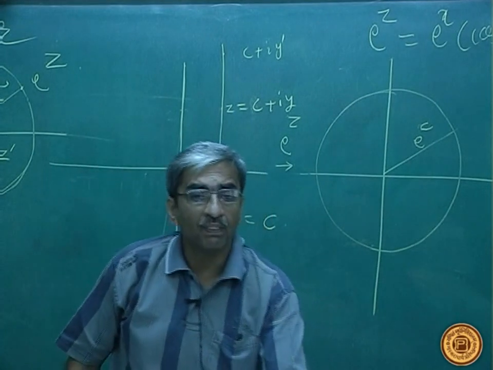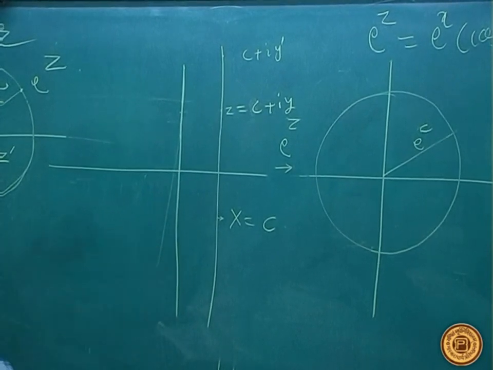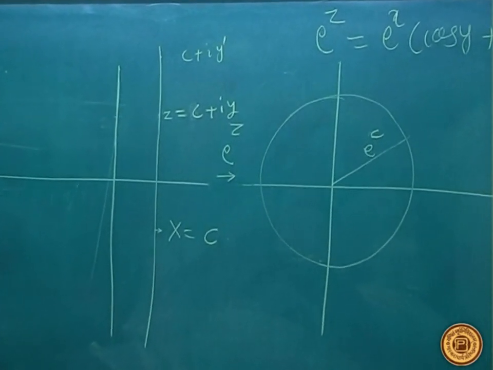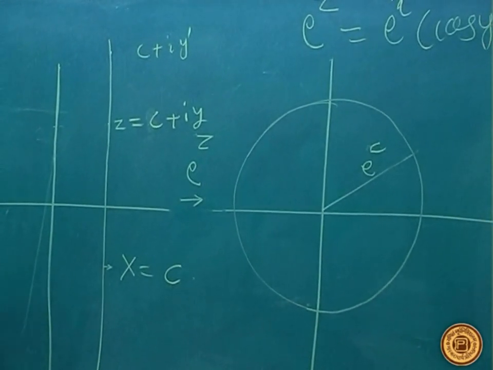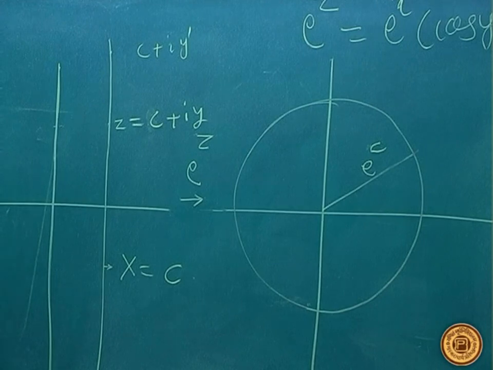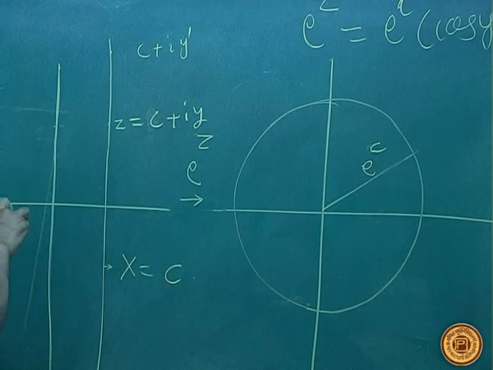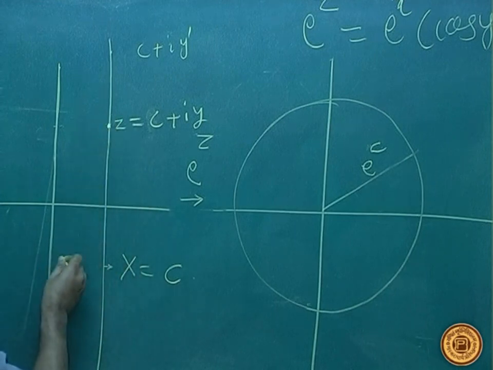So if you read point number 5 now, you see that picture. It says that e to the power z maps a line parallel to the y axis, say x equal to c, onto the circle with center at origin and radius e to the power c. Is this clear? This entire line goes onto the circle. So if you take this c plus iy, then this point exactly goes where?